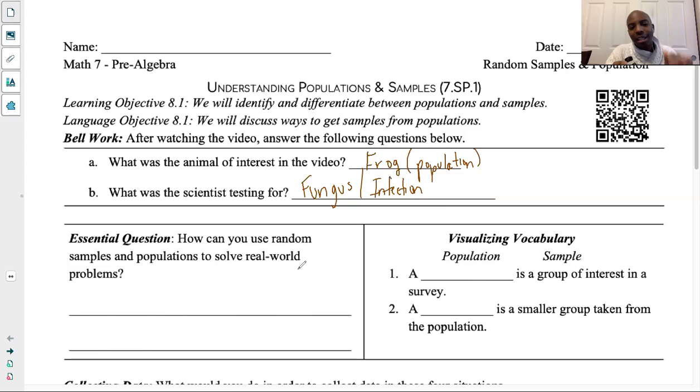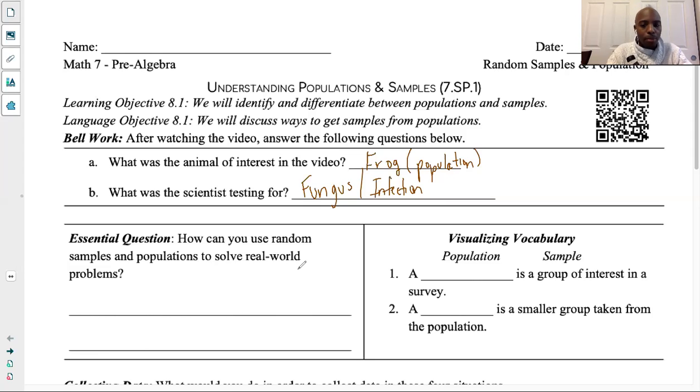Now, we're not going to look at that essential question and answer it completely today. Our goal for today is simply to identify and differentiate between populations and samples. Can we identify the best population? Can we identify the best possible sample in different situations? That's our goal for today. But I do want you to understand that we are going to look forward to using these to solve real world problems.